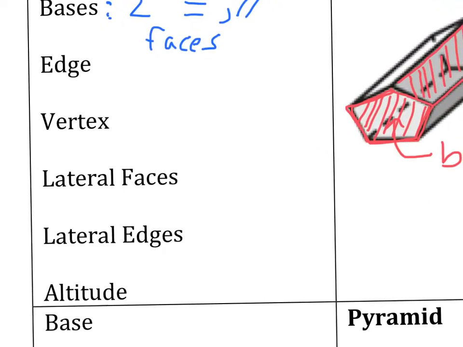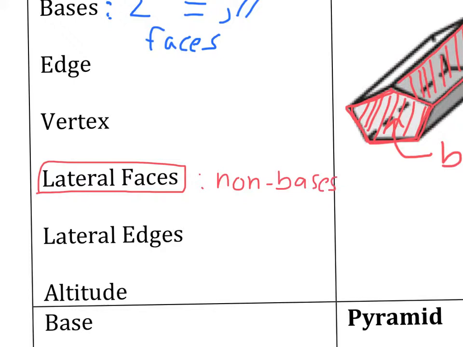The other type of face we have is called a lateral face. The only thing about this is once you find the bases, everything else are the lateral faces. They're the non-bases. And by the way, in a prism, they are always rectangles.